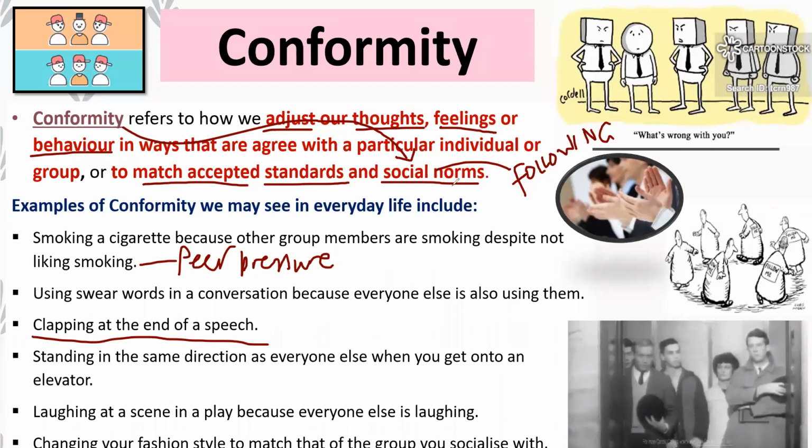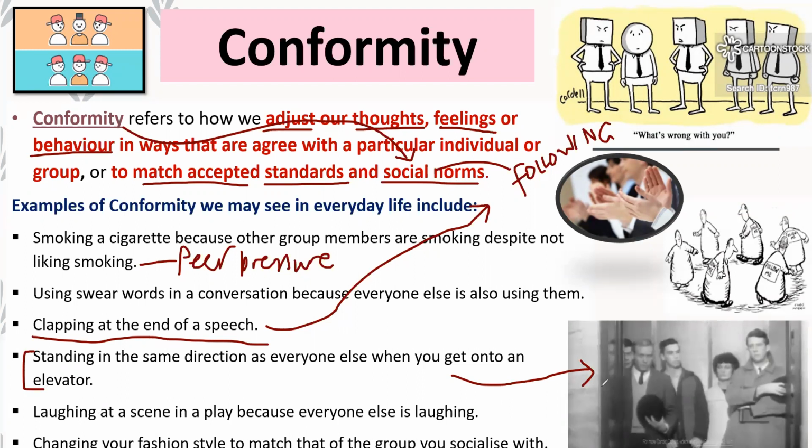Like, for example, shaking someone's hand as you leave the room. You might not have planned to do that, but you saw everyone else doing it, and so you decided to follow. Standing in the same direction as everyone else when you get onto an elevator. There was an experiment done on this that was conducted by the same guy, Asch, who basically does the experiment we're looking at today. But there was another experiment he did called the elevator experiment, and there have been multiple replications or redos of this experiment.